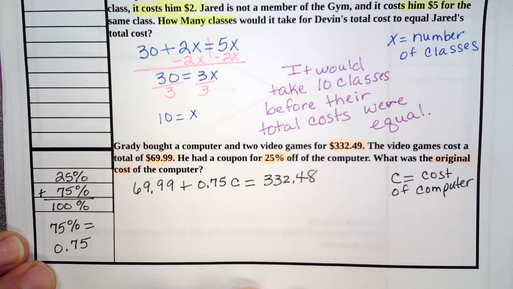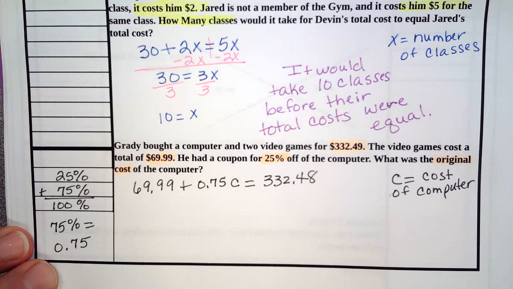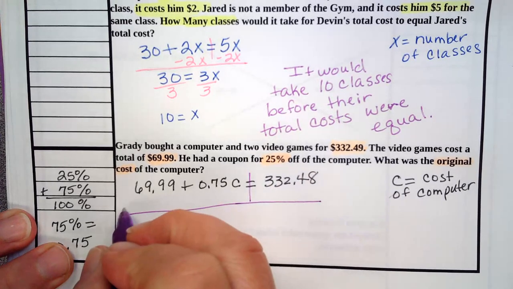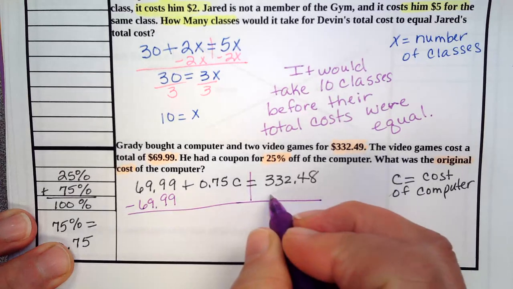Okay, I am now ready to solve. In a case like this, I would use a calculator. I'll start by subtracting $69.99 from both sides.